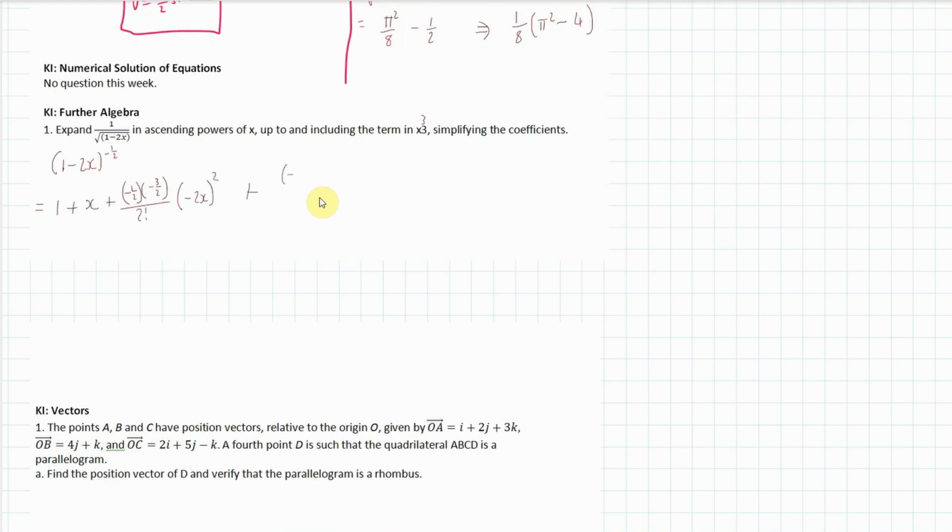And then obviously we're going to do the last one, which is going to be minus 1/2 times minus 3/2 times minus 5/2 all over 3 factorial. It's getting a bit messy, isn't it? Times minus 2x to the power of 3. Now we're going to get 1 plus x. Now the next one, positive 3 over 8 times 4, so 1/2, 3/2 I think, plus 3/2 x squared.